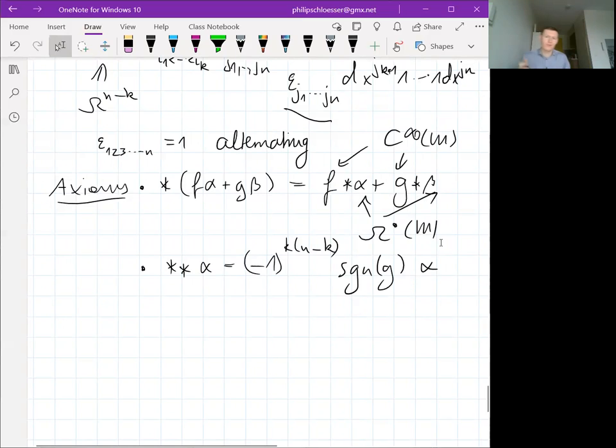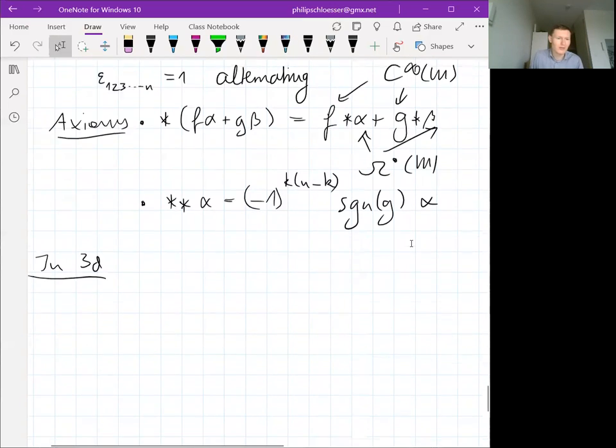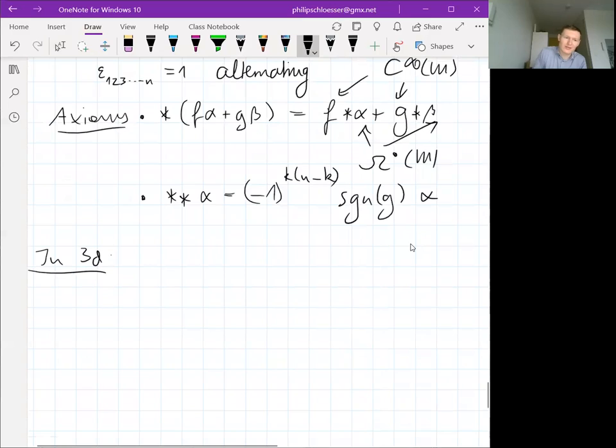So I guess for general calculations, it would maybe be useful for me to provide some examples. So we are now going to do a 3D, meaning in some open subset of R3, we have star of 1 is equal to dx dy dz, what we happen to know as our volume element.